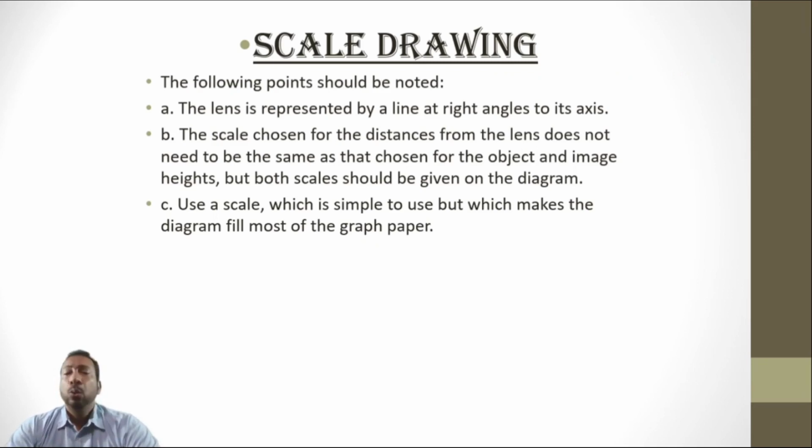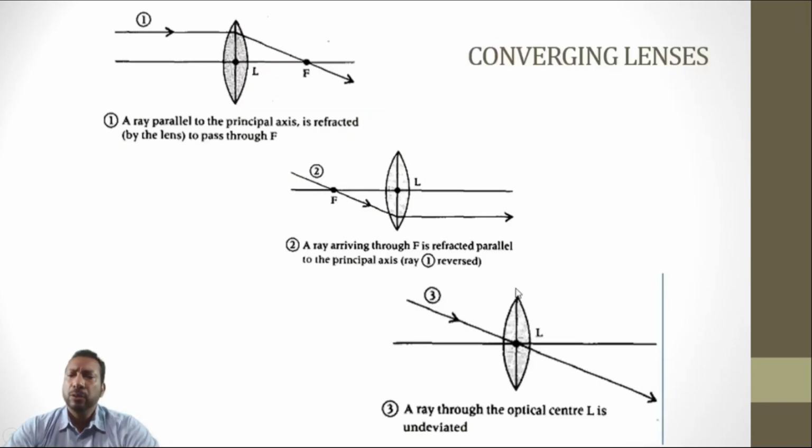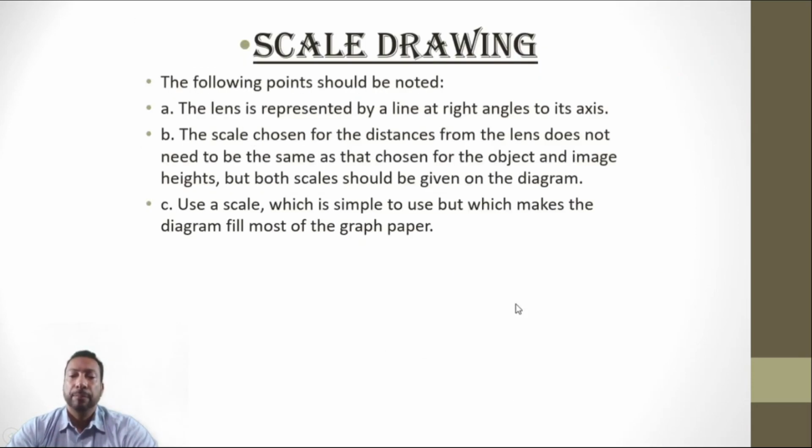Some other things to note when drawing a scale drawing. The lens is represented by a line at right angles to its axis. So when we draw a scale drawing, we don't have to draw these two curved sides. Okay? We just draw a line straight up. In other words, all we need to draw is an x-axis and a y-axis.